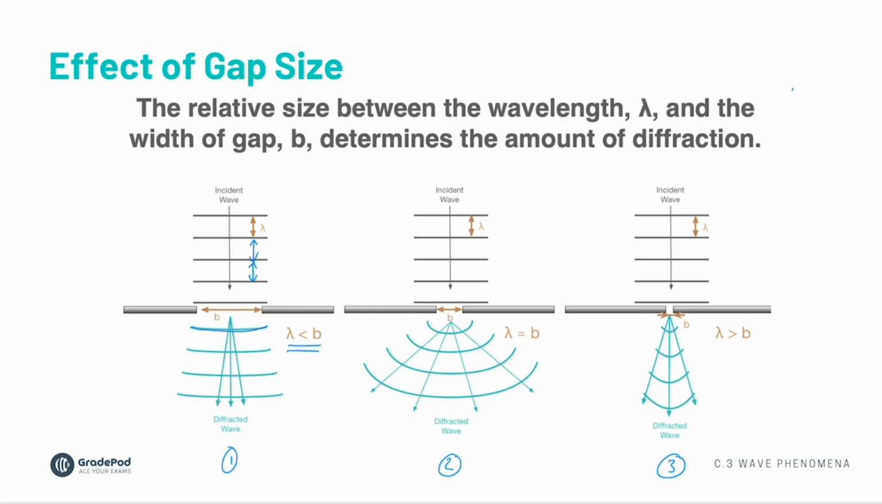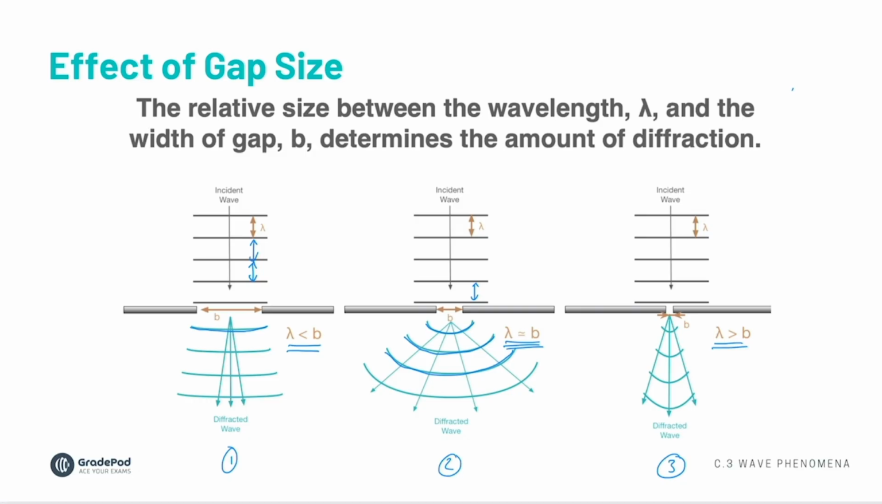Situation 2 is where the wavelength is roughly equal to the size of the gap. You can see that the wavelength is about that size and the gap is roughly the same. This is where we get maximum diffraction. If we want the biggest spreading out of waves, we want the gap size to be similar to the wavelength of the wave. And the final situation we have is where the wavelength is much greater than the gap size.